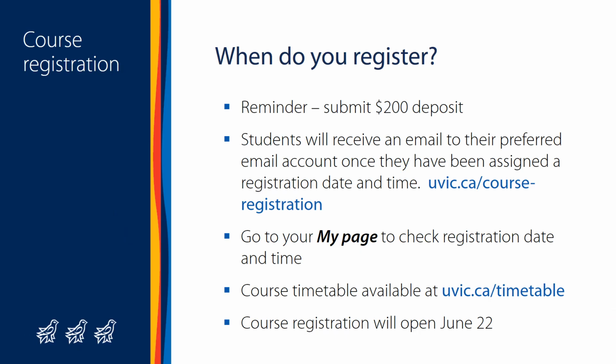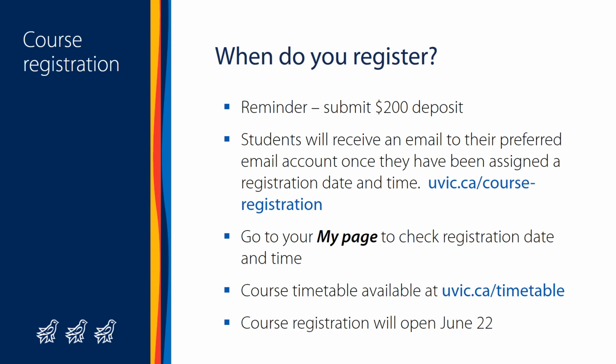We're into course registration. How does that work? So in order to be notified when registration is available, you need to have submitted your $200 acceptance deposit to accept your offer of admission. Now, there will be emails sent out that will indicate to you that you have been assigned a registration date and time. That date and time will not be indicated in that email. It will point you to the course registration status to find what your unique registration date and time is.